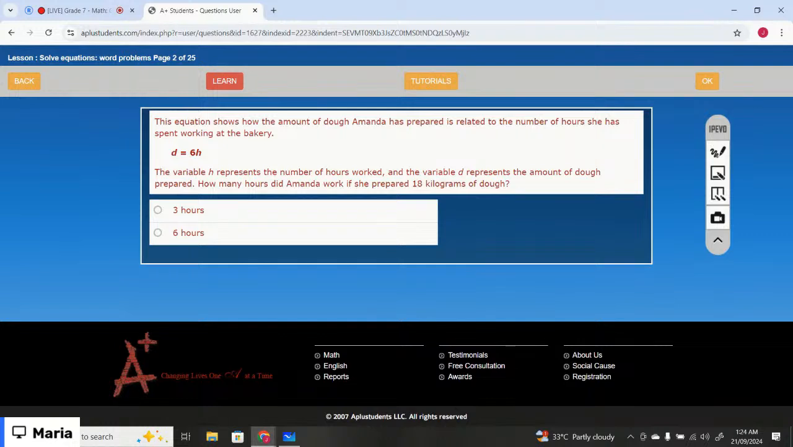This equation shows how the amount of dough Amanda has prepared is related to the number of hours she has spent working at the bakery. So D equals 6H. The variable H represents the number of hours worked. The variable D represents the amount of dough prepared. How many hours did Amanda work if she prepared 18 kilograms of dough? So you need to calculate the value of H.